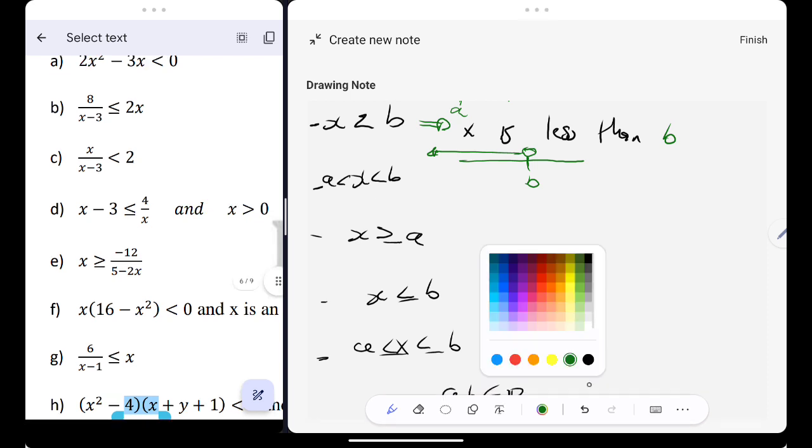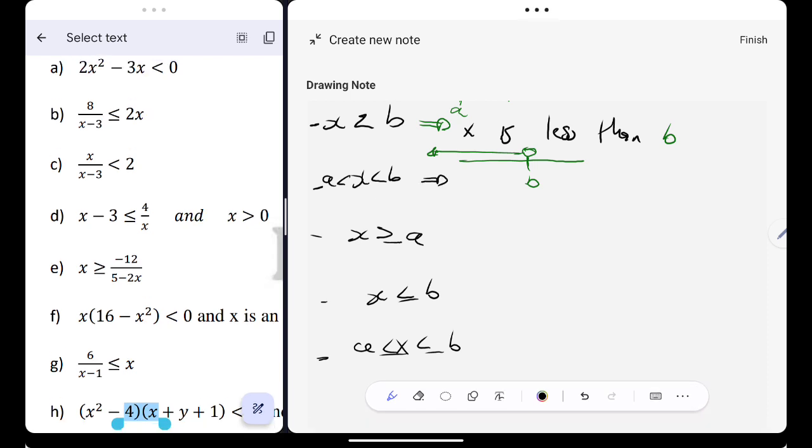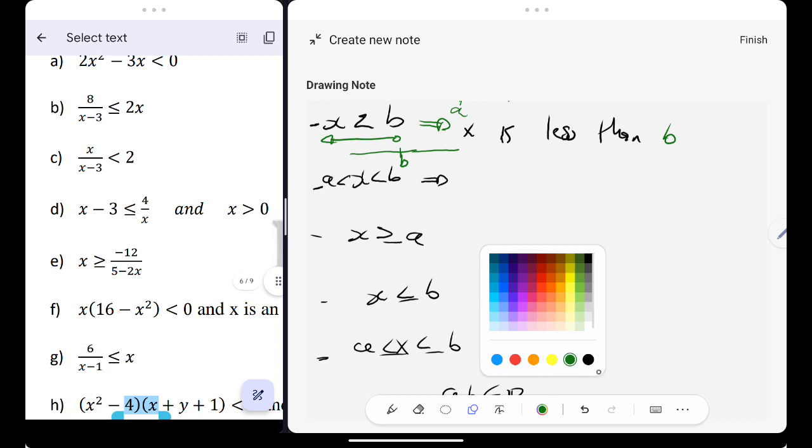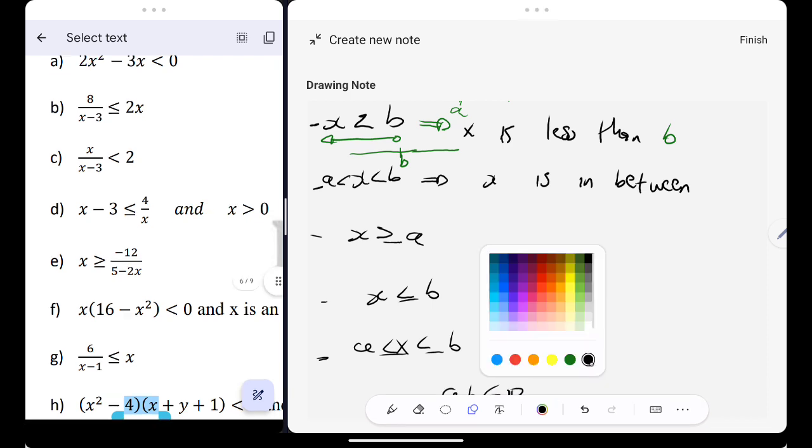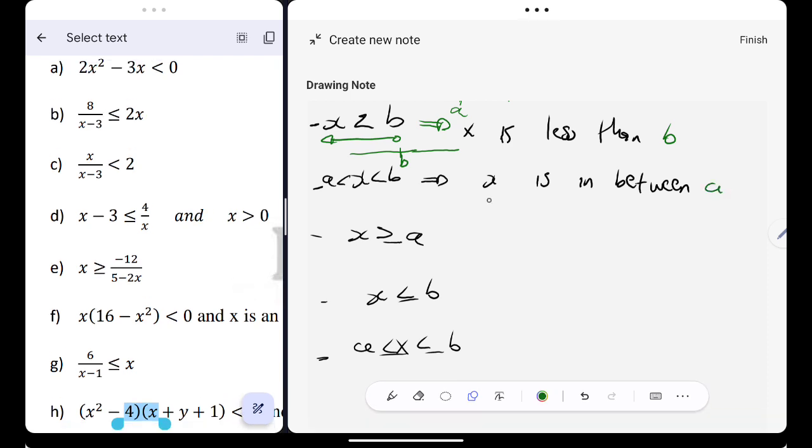And then for this one, just know that, let me erase here because I need space. I said a is here, b is here. And then for this one, you just need to say x is in between. Just say x is between the value of a and b.